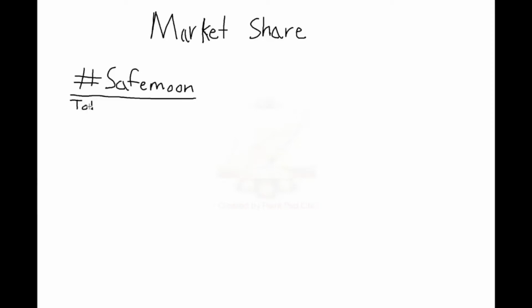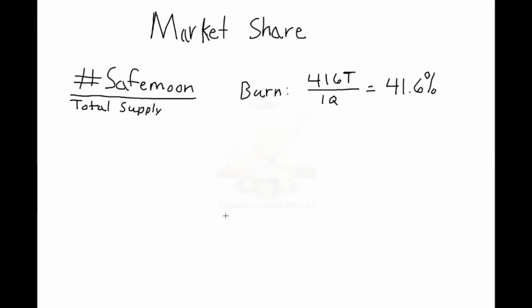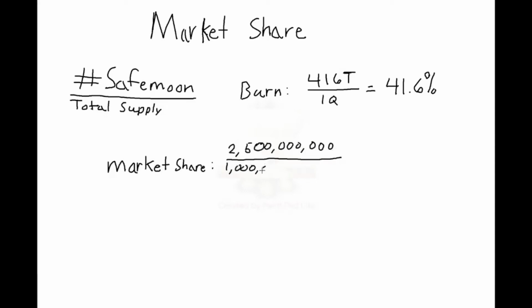And total supply, not circulating supply, so it's 1 quadrillion. The market share of the burn wallet is again 41.6% because it owns 416 trillion out of the 1 quadrillion tokens. So to calculate your market share, you take the number of Safemoon you own and you divide by 1 quadrillion, 1 followed by 15 zeros.